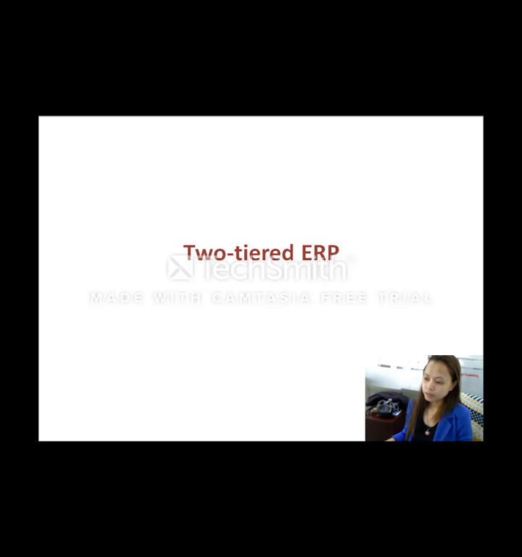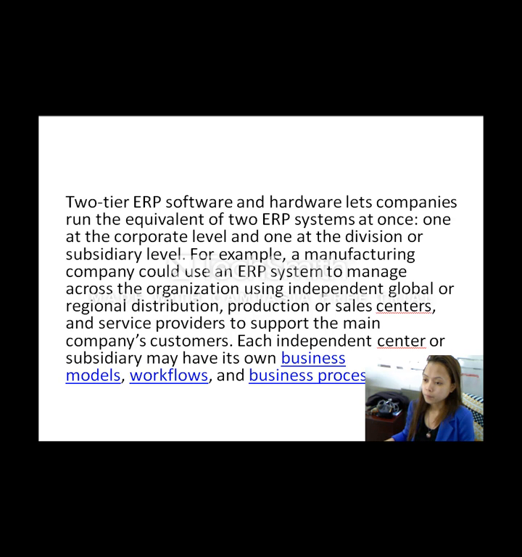Two-tiered ERP. Two-tier enterprise resource planning, or two-tier ERP software and hardware, lets companies run the equivalent of two ERP systems at once, one at the corporate level and one at the division or subsidiary level.